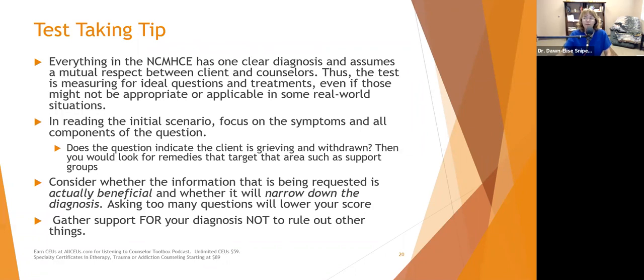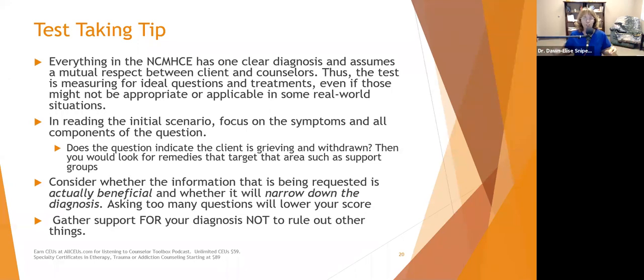Consider whether the information that's being requested is actually beneficial and whether it will narrow down the diagnosis. Asking too many questions is going to lower your score. In general practice, if you've been doing this for a while, you're probably used to asking a whole lot more questions than you need to do a complete biopsychosocial transdiagnostic assessment. That's not what you do on the NCMHCE.